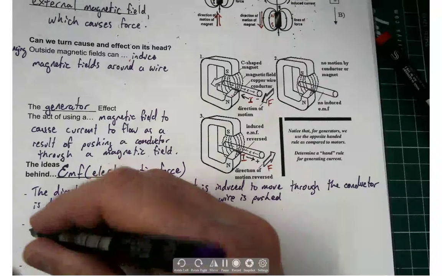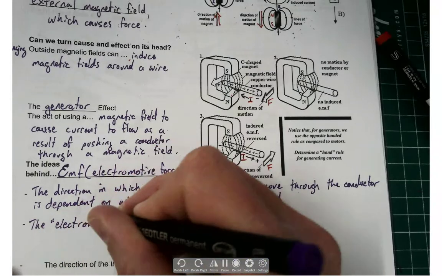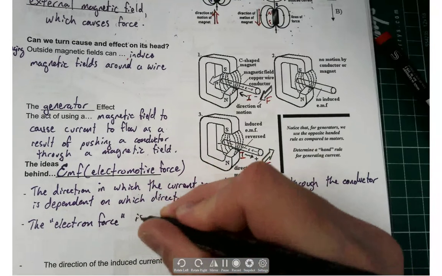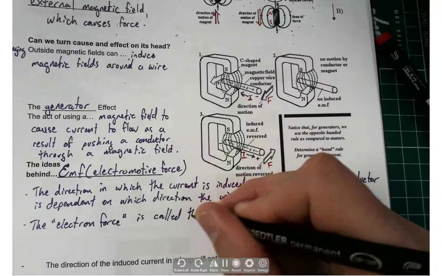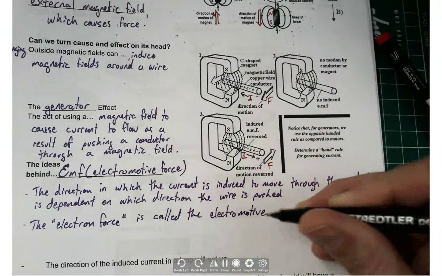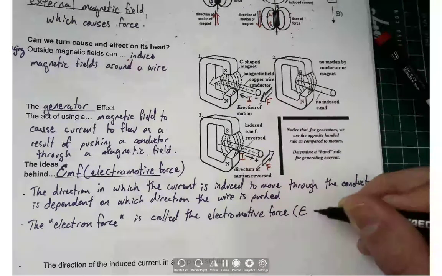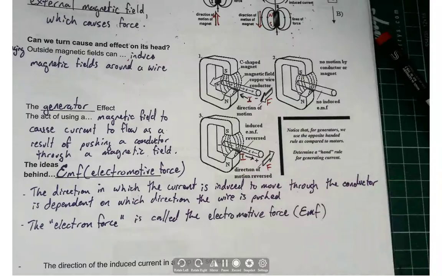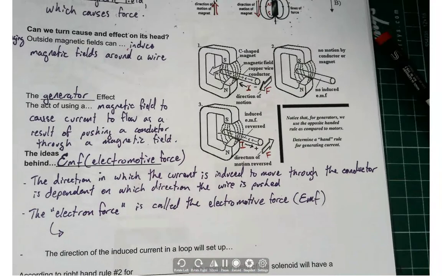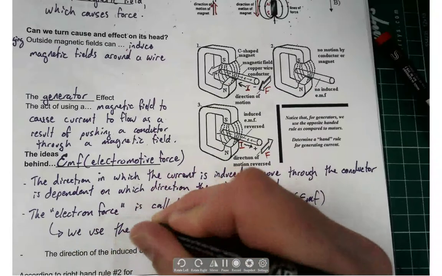And then the electron force, let's just call it that in quotes, because it's the force experienced by the electrons, is called the electromotive force, motivating an electric charge to move along with a force. EMF. And as a takeaway in terms of figuring out what direction it is, we use the left-hand rule.